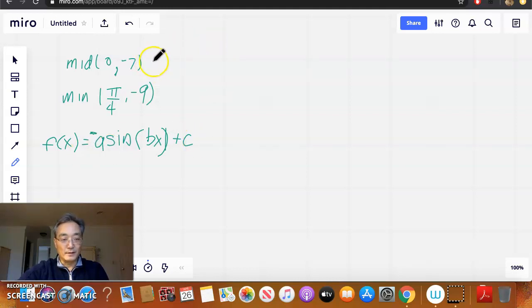So first thing, again, amplitude, the distance from the midline to the min or midline to the max. So it starts at -7 and goes down to -9. Therefore, we know that the amplitude has to be -7 minus -9, right? So this becomes plus plus. Therefore, the amplitude is 2. Okay, there's our amplitude. Now, midline, we already have. We have the C value. They give it to us. It's at -7.